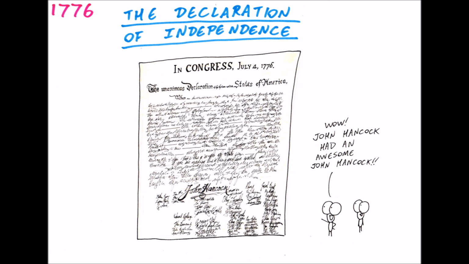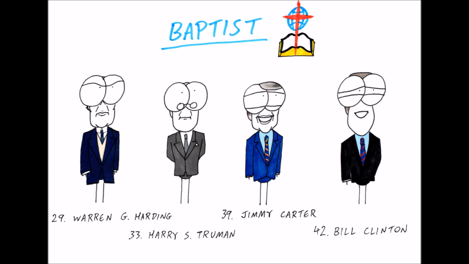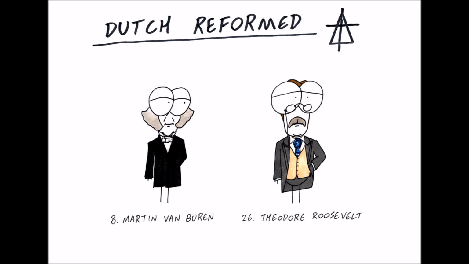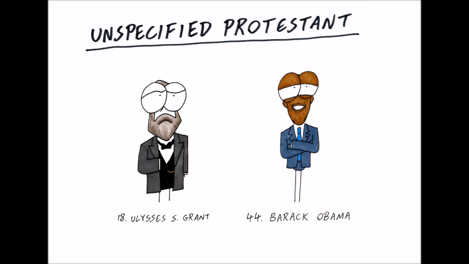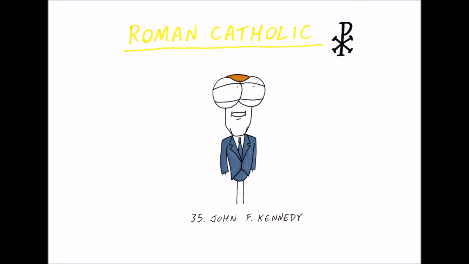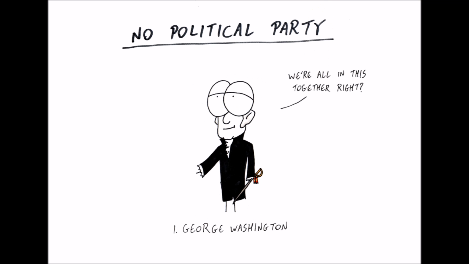On religion, there have been 11 Episcopalians, 8 Presbyterians, 4 Unitarians, 4 Baptists, 4 Methodists, 2 Quakers, 2 Disciples of Christ, 2 Dutch Reformed, 2 unspecified Protestants, 2 undisclosed Christians, although Lincoln's private beliefs are up for debate, 1 Congregationalist, 1 Roman Catholic, and 1 Deist, meaning the belief of a God who created the universe but one that hasn't interfered with it since. On political parties, George Washington was the only president without a political party.